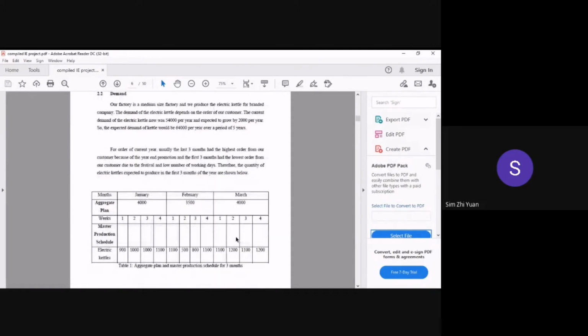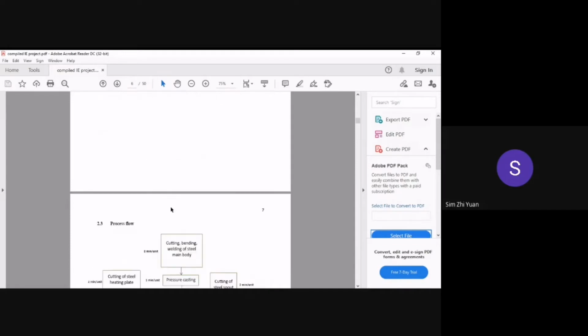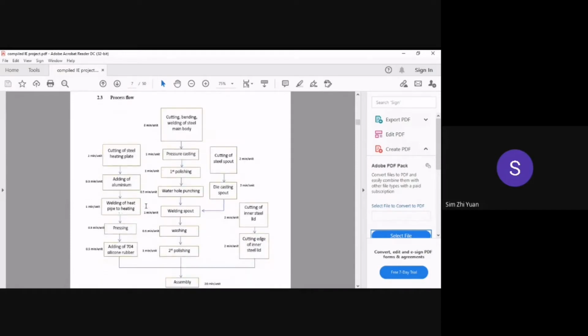So the demand that we forecast is 54,000 per year, expected to grow by 2,000 per year. From there, we make the aggregate plan and master production schedule for the first 3 months, which is January, February, and March. Next, this is the process flow to make an electric kettle.